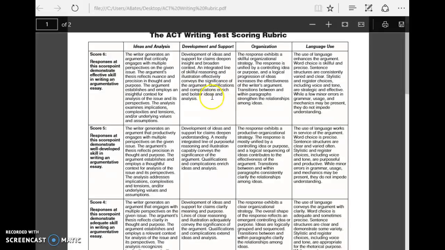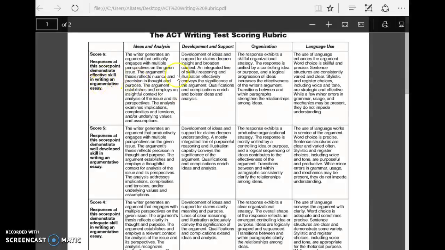Qualifications and complications enrich and bolster the ideas and analysis. What this means by qualifications, it means qualifying, which is just a fancy word for saying, I know where the other side is going to say I'm wrong, and you acknowledge, here's what the other side thinks of my perspective. Okay, that's what it means by qualifications.